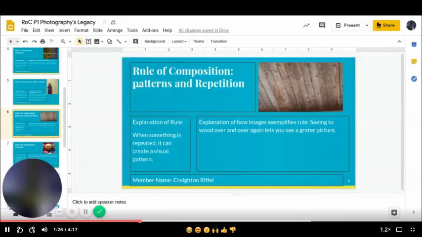Rule of composition, patterns and repetition. When something is repeated, it can create a visual pattern. Seeing the wood over and over again is a visual pattern.